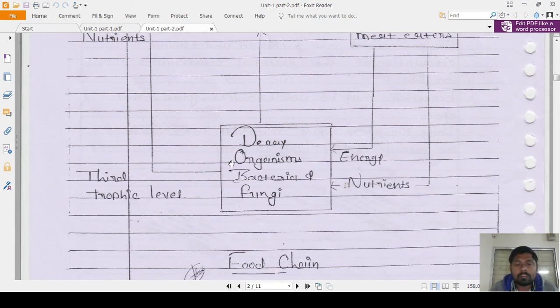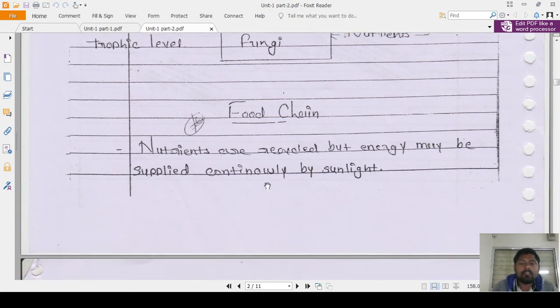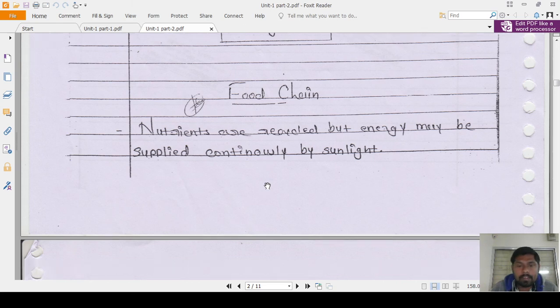In the third trophic level, after the decay of those organisms, bacteria and fungi eat them. Here energy is consumed, and nutrients are also consumed here. Okay, that is called the food chain. Nutrients are recycled, but energy is supplied continuously by sunlight.